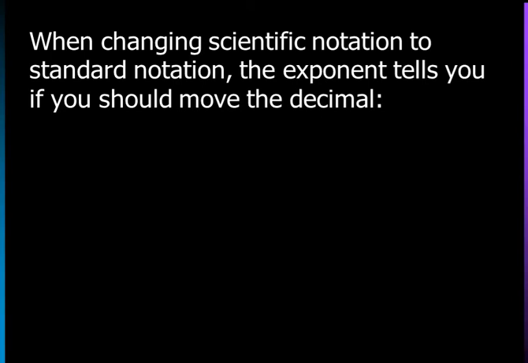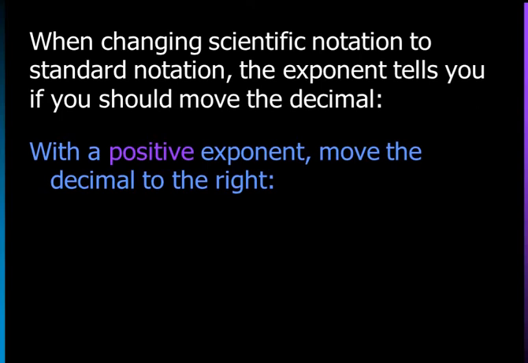Now, when changing scientific notation to standard form, which is a number without the exponent, only the numbers we usually see, the exponent tells you if you should move the decimal. With a positive exponent, move the decimal to the right. This means if I want to change my number from scientific notation into standard form and my exponent is positive, I will move the decimal point to the right. Why, miss? Because I want a big number.